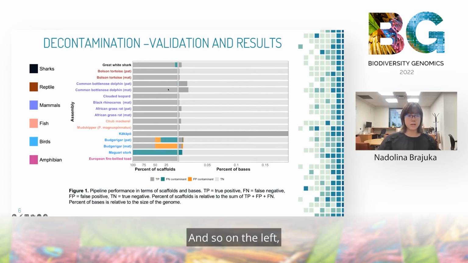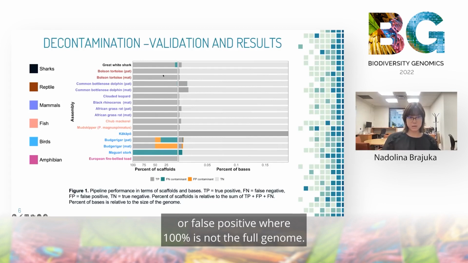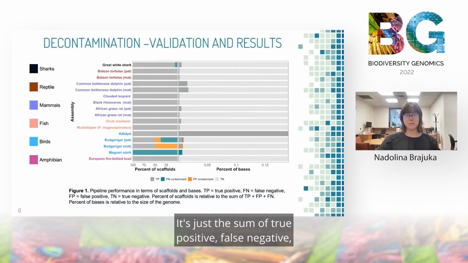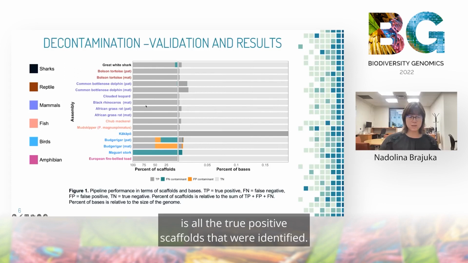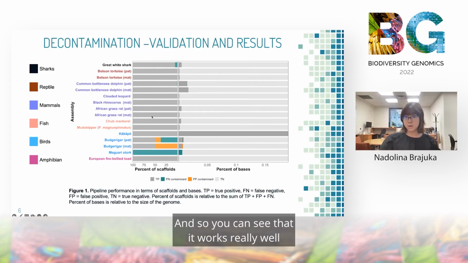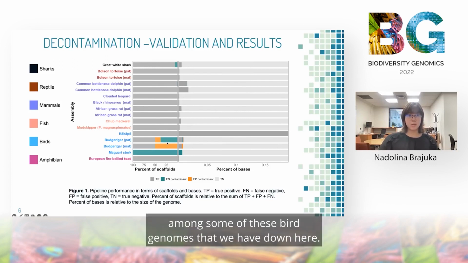And so on the left, what we're looking at is the percent of scaffolds that were either true positive, false negative, or false positive, where 100% is not the full genome, it's just the sum of true positive, false negative, and false positive. And so what these dark gray bars show is all the true positive scaffolds that were identified. And so you can see that it works really well, even though there are some incongruencies among some of these bird genomes that we have down here.